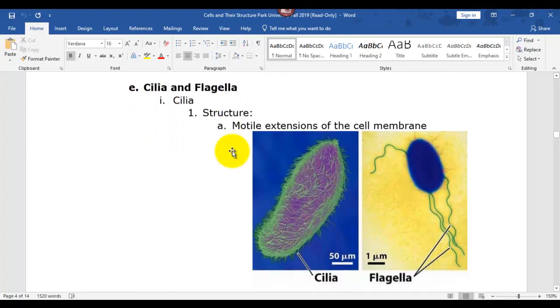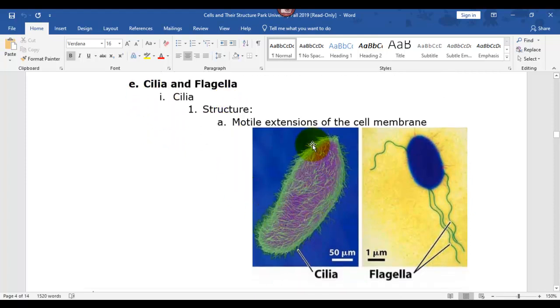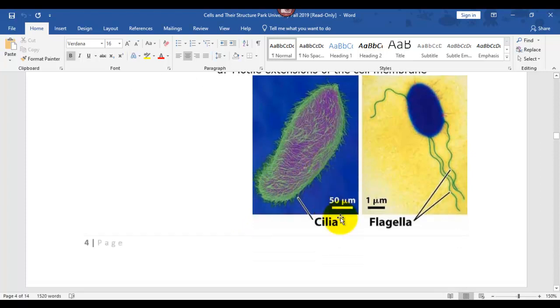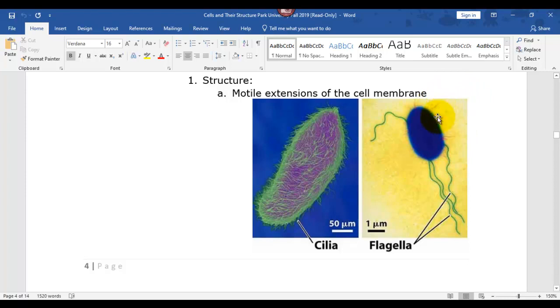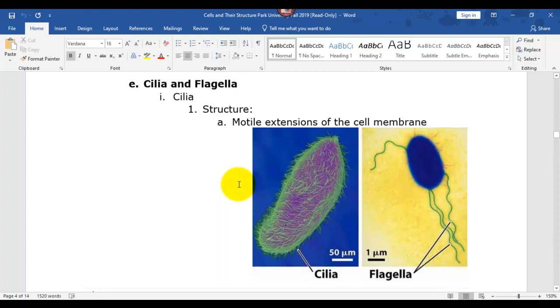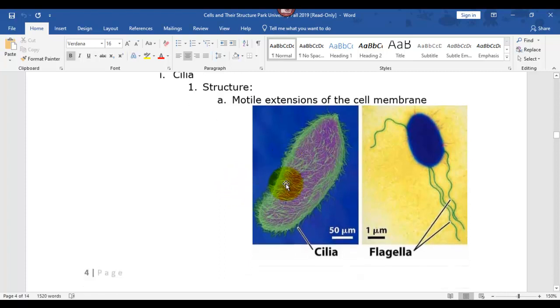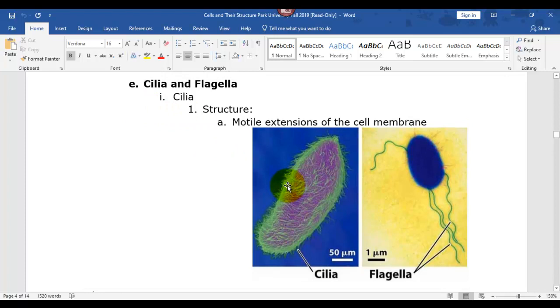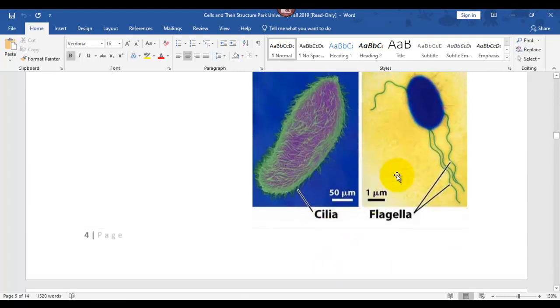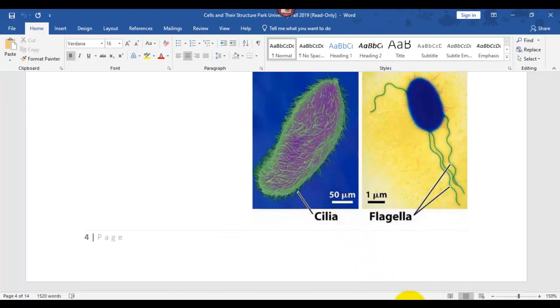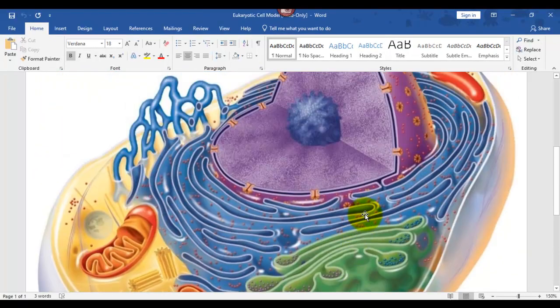Cilia and flagella. So this is a little protozoan. See all the cilia, they're kind of short. These are flagella. And this one actually has some little pilly things coming off, but looks like a bacteria. So movements, mainly movements. Cilia actually move a substance across the cell surface. Flagella move the entire cell. So the whole thing. This picture doesn't have it, there's no cilia here.